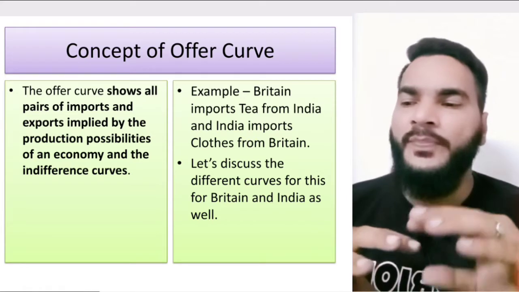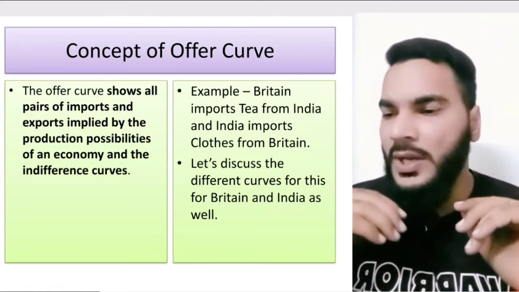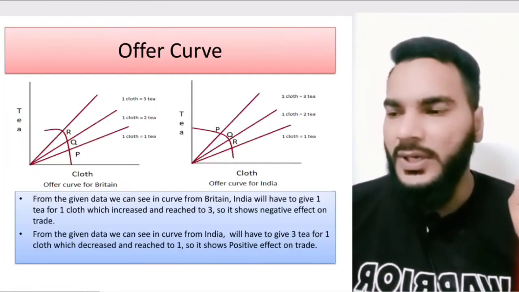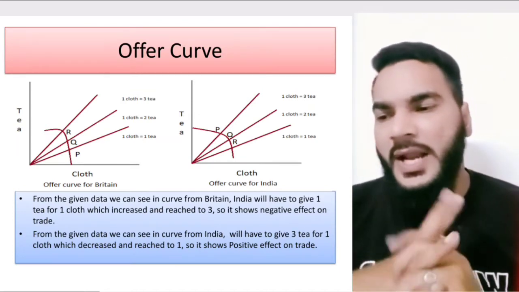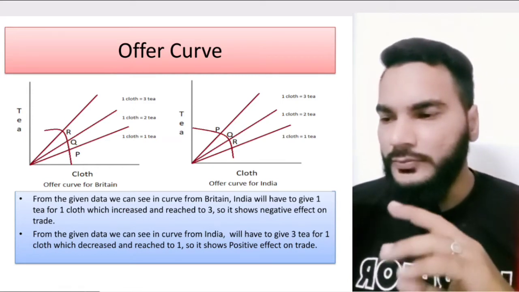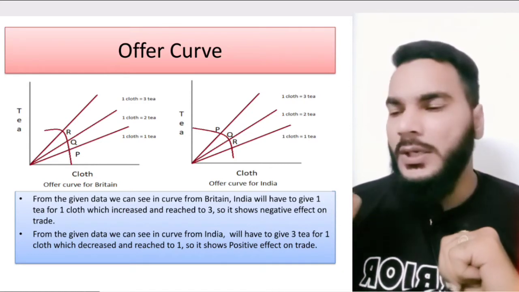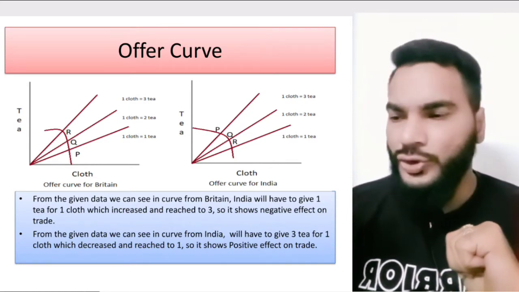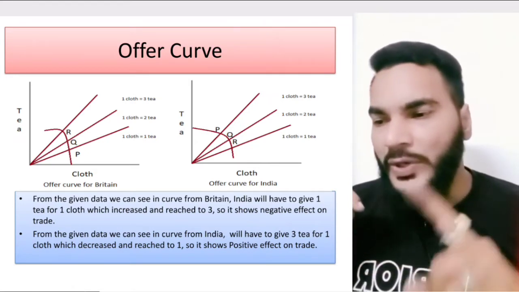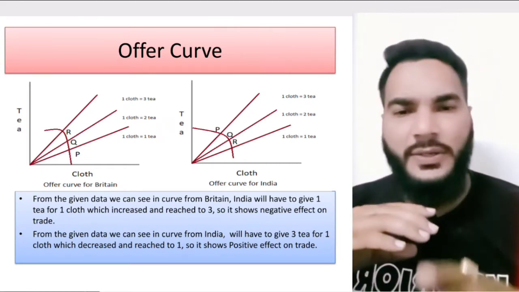Britain is exporting clothes to India, and India is sending tea to Britain. That's the example. Let us discuss the different curves of this for Britain and India as well. As you can see on this next slide, there are the offer curves. The first curve is for Britain. On the offer curve there are the points P, Q, R. When the business started, we were sending one tea for one cloth.